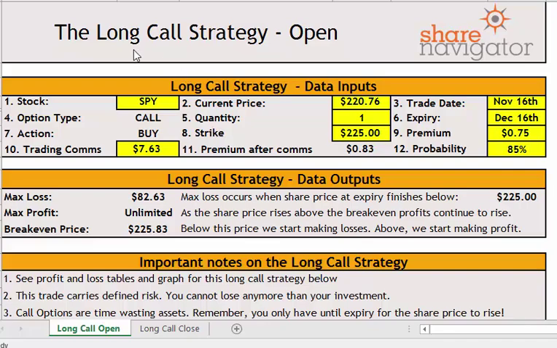Hi, my name is Stephen from Share Navigator, and I'm going to show you how to complete a profit and loss table for the long call strategy.